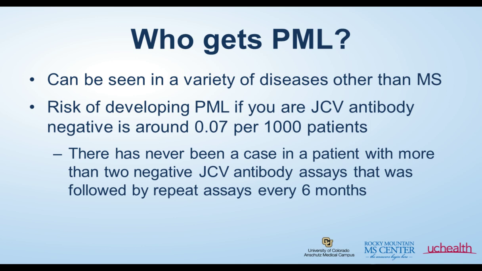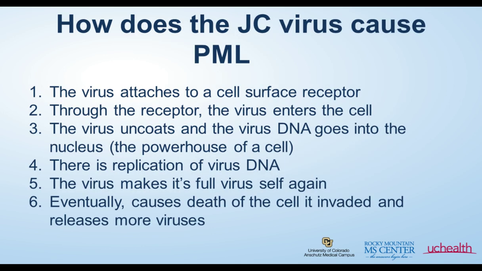The risk of developing PML if you're JC virus antibody negative is about 0.07 per 1,000 patients. And we think that's because of the risk of seroconverting, or becoming positive for exposure to the JC virus. Now, I do want to point out there's never been a case in a patient that's had 2 negative JC virus antibody assays, followed by repeat assays every 6 months. So that's an important thing to keep in mind.